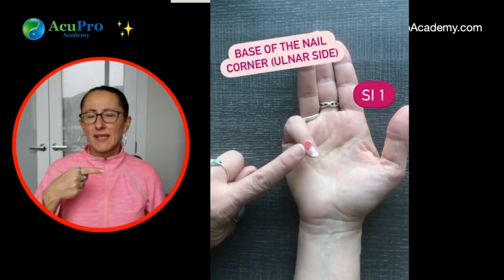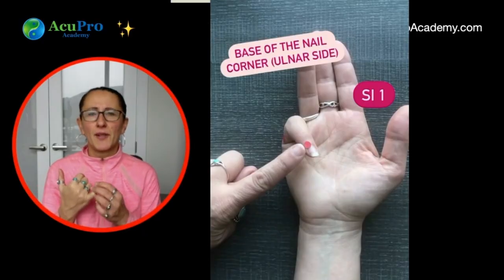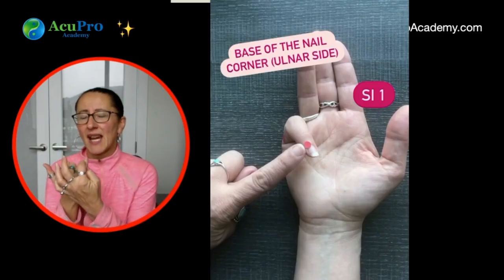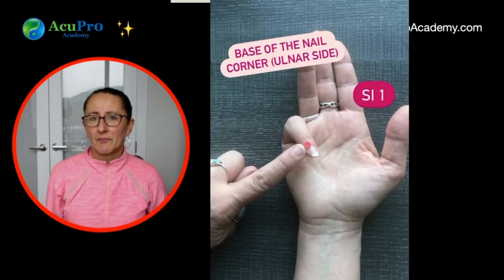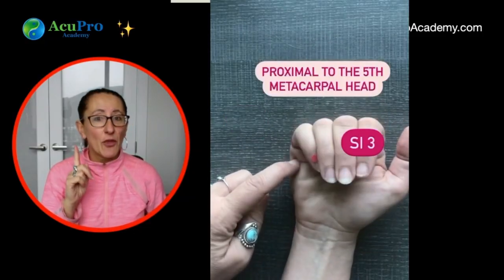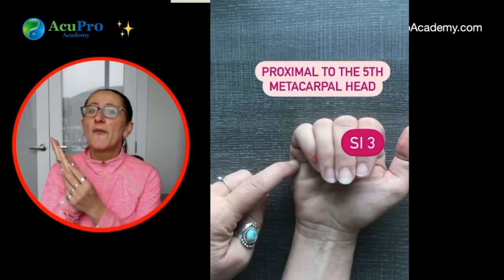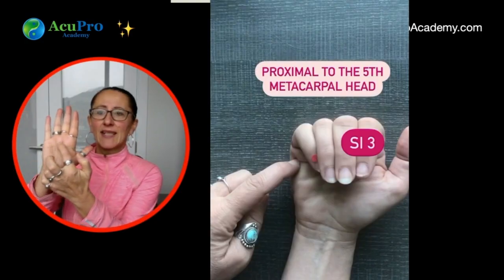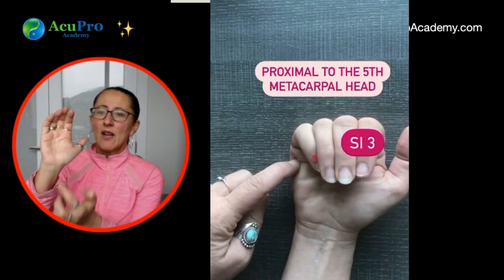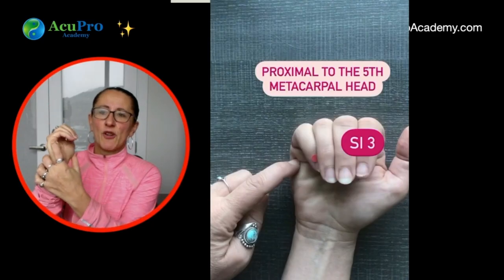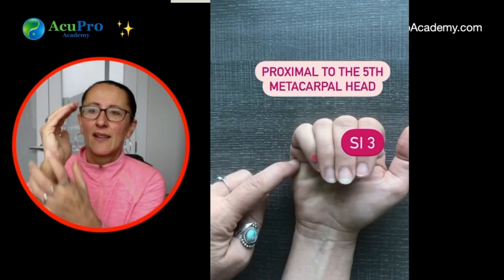Small intestine 1, as you can see, is at the base of the corner of the nail on the ulnar side, while heart 9 is on the radial side at the base of the corner of the nail. Small intestine 2 is distal to the fifth metacarpal bone, and small intestine 3 is proximal to the fifth metacarpal head. Small intestine 3 also, if you look at your hand, there's always a line here when you make a fist. This line is exactly where small intestine 3 finishes.